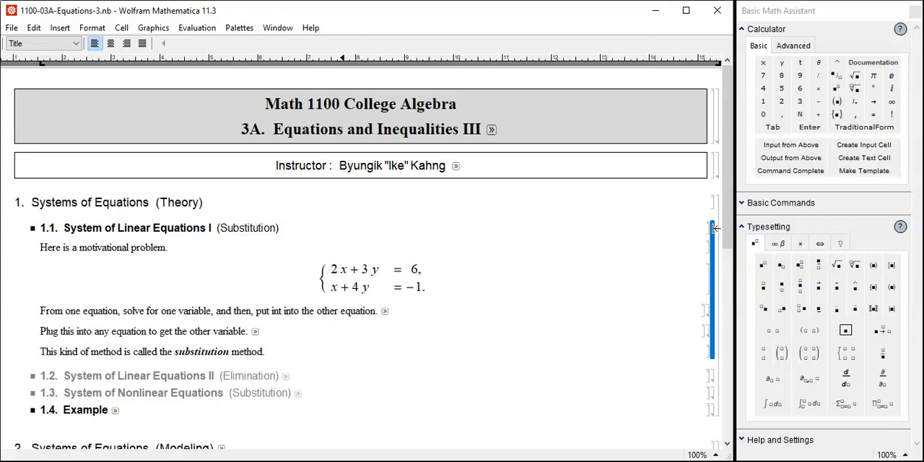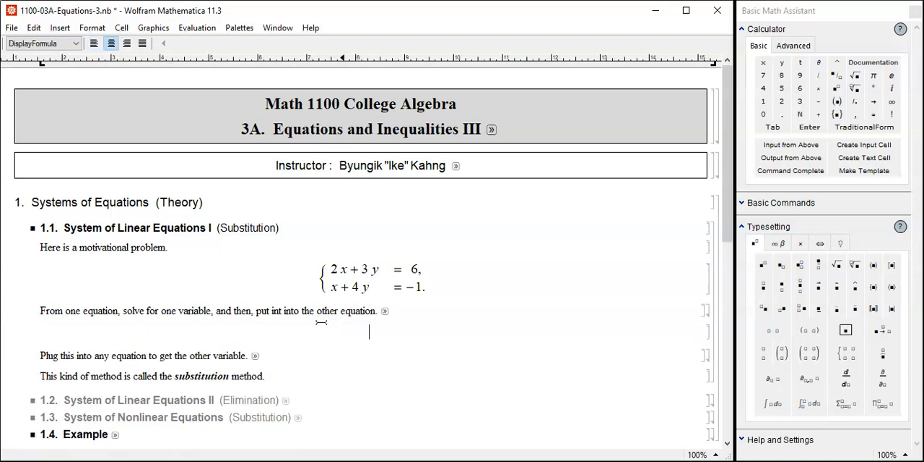Here's a motivational problem. Consider the system of linear equations, 2x plus 3y equals 6, and x plus 4y equals -1. We have two equations and two unknown variables to determine, so it looks good. We can do it. But the problem is, do you all remember how to do it? In case you don't, that's why we are doing this, as a review.